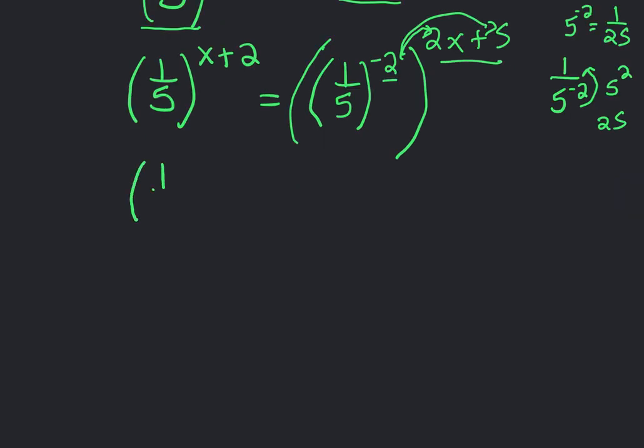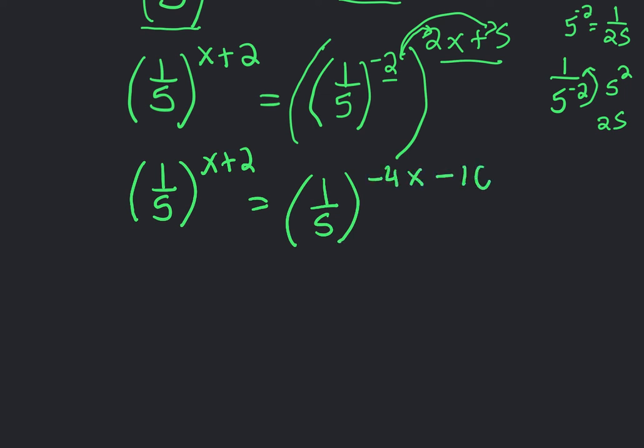Okay, so 1/5 to the power of x plus 2 on the left equals 1/5 to the power of -4x minus 10, because -2 times both of those. Now that the bases are the same, set your exponents equal to each other. x plus 2 equals -4x minus 10.